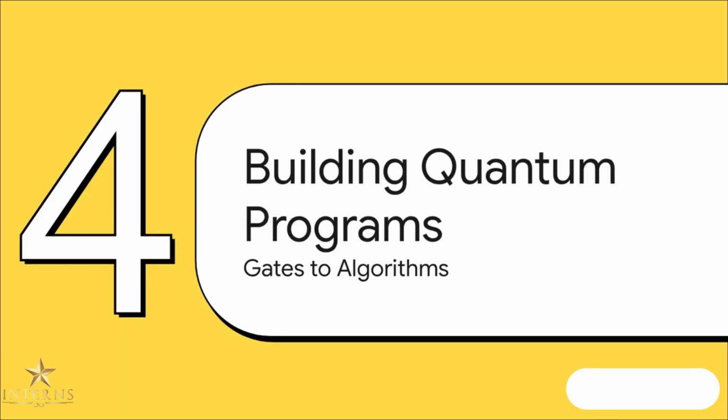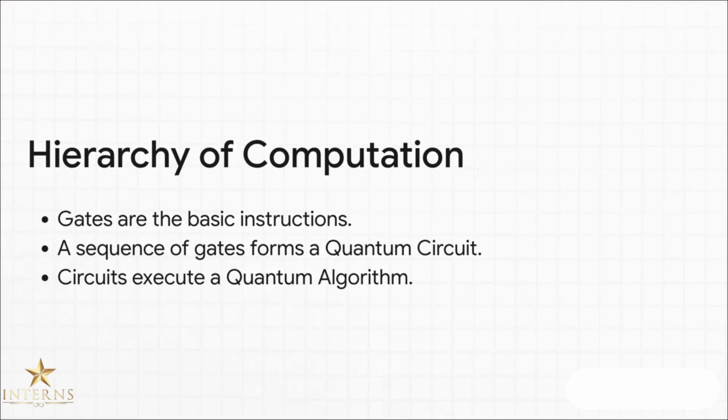Now that we have our single qubit tools and our 2-qubit connector, how do we put it all together to build something useful? Well, that leads us right into section 4, building quantum programs. It really helps to think about this as a kind of hierarchy. At the very bottom, you've got the gates themselves, right? Your individual instructions, like X, H, and CNOT. When you line up a bunch of these gates in a specific sequence, you create what's called a quantum circuit. And that circuit is basically the blueprint for executing a bigger idea, a quantum algorithm.